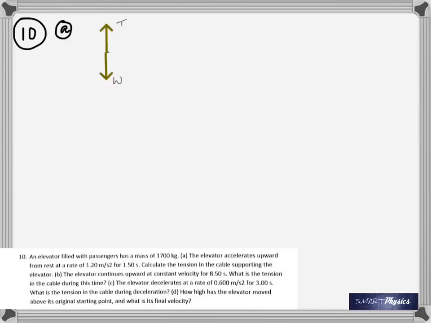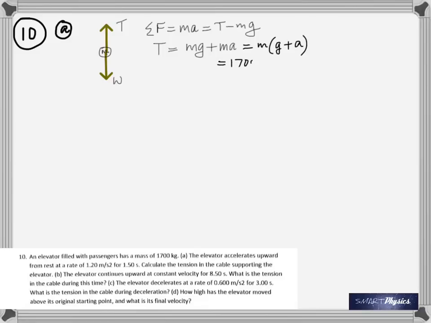So these are the forces, tension and the weight. That's all. Net force is equal to mass times acceleration, but in this case the net force is T minus mg. So T is mg plus ma, which is m(g plus a). Mass is 1700, g is 9.8, plus the acceleration is 1.20. And when you do that, you get 1.87 times 10 to the 4 newtons.